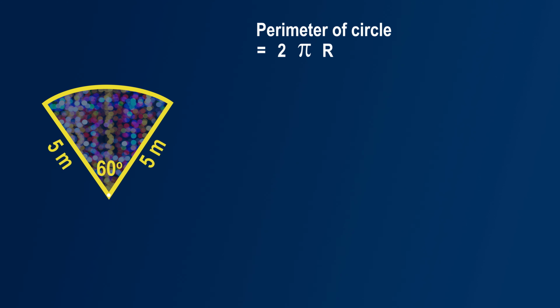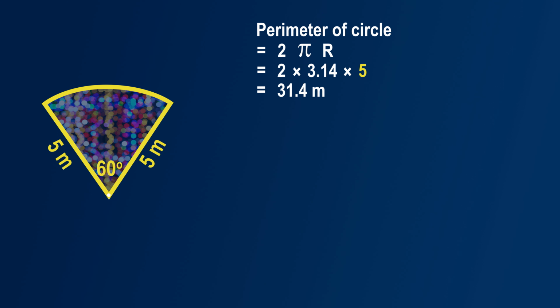The last example is a sector with a radius of 5 metres and an angle of 60 degrees. A whole circle has 360 degrees, so this sector of 60 degrees is 1/6 of the circle. There are 3 steps. First, calculate the perimeter of the whole circle. Because we know the radius, we'll use the 2 pi r rule. Perimeter of a circle equals 2 pi r. That equals 2 times 3.14 times 5, which equals 31.4 metres.